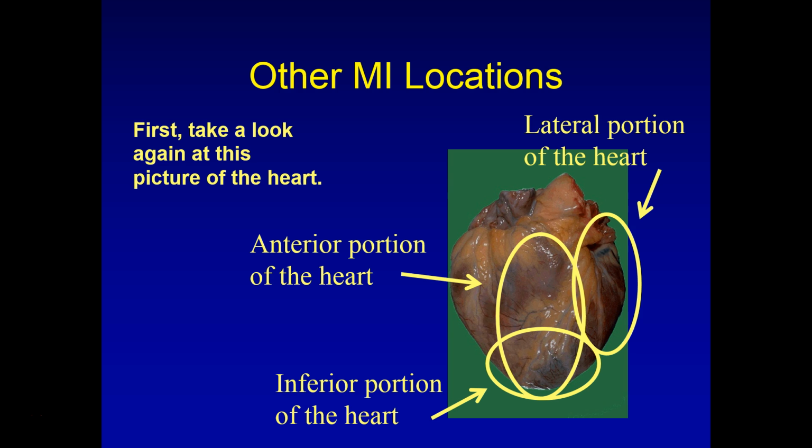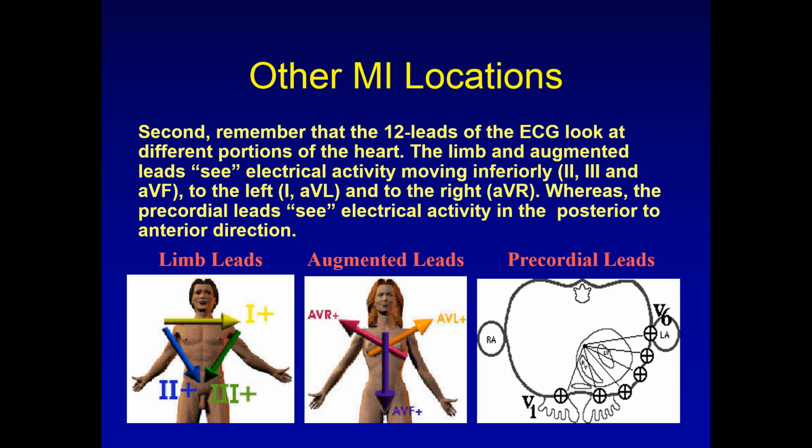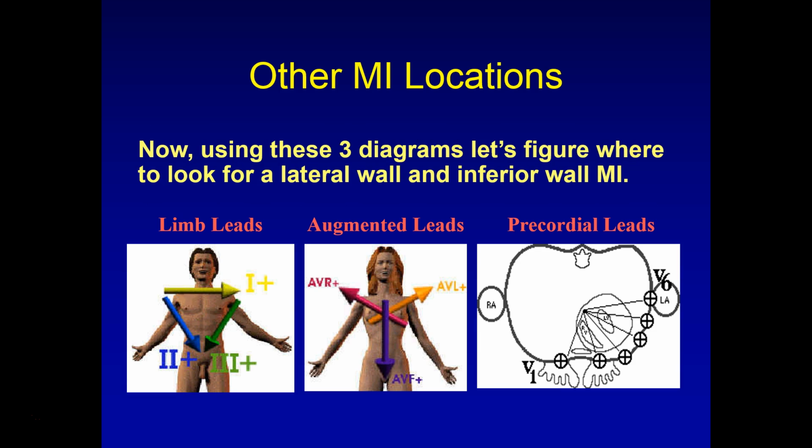Okay. Take a look at this picture again. Okay, so keep that in mind. So remember that the 12 leads of the EKG look at different portions of the heart. The limb and augmented leads are looking at electrical activity moving inferiorly, left to right in the frontal plane. And the chest leads, the precordial leads, are looking at electrical activity and recording it from posterior to anterior direction, or the horizontal plane. So look at the three diagrams and you can figure out where you're going to look for a lateral wall or inferior wall MI.